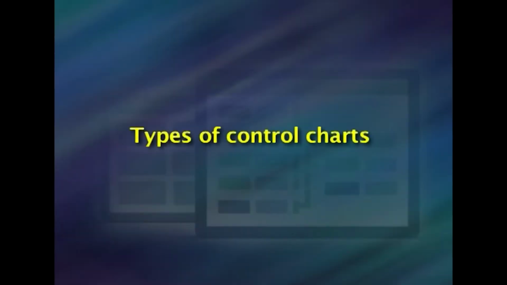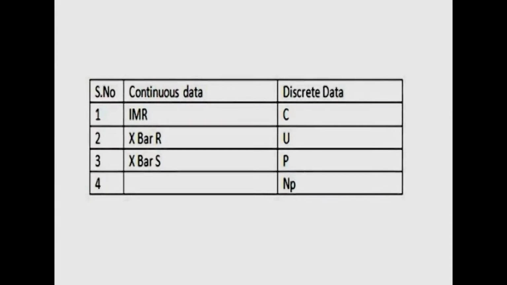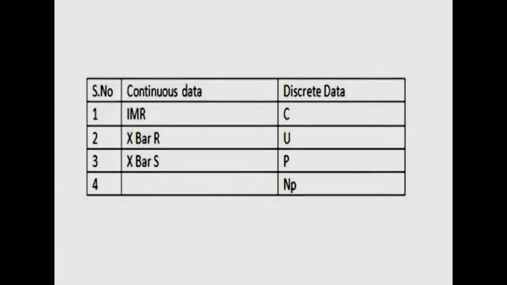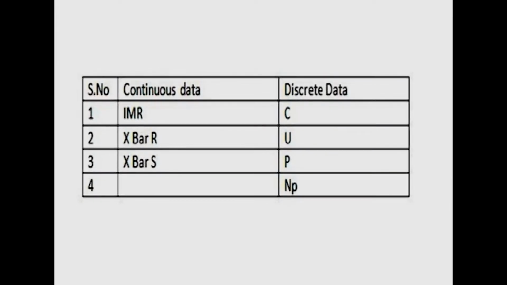Now we will see the types of control charts. There are different types of control charts, and a control chart should be selected based on the data type, that is, continuous or discrete. For continuous data, there are 3 control charts, and for discrete there are 4. You can see the tabular column here. For continuous data: IMR, X bar R, X bar S; and for discrete: C, U, P and NP.